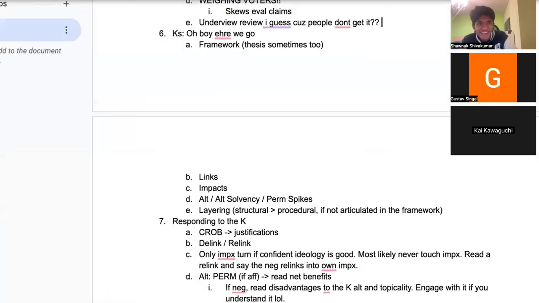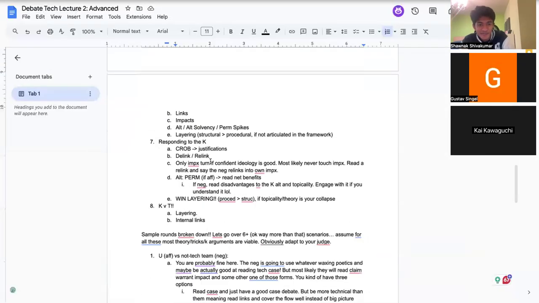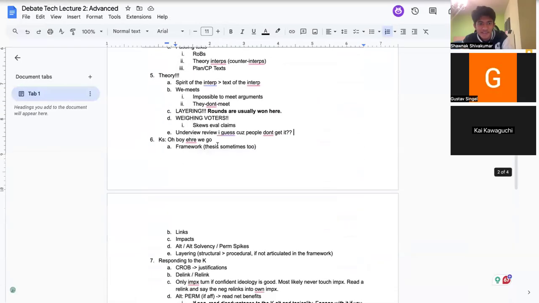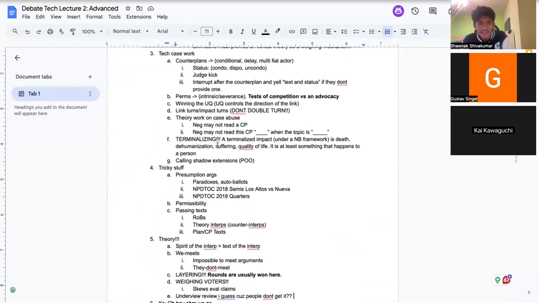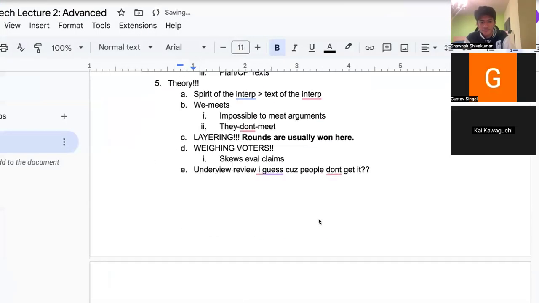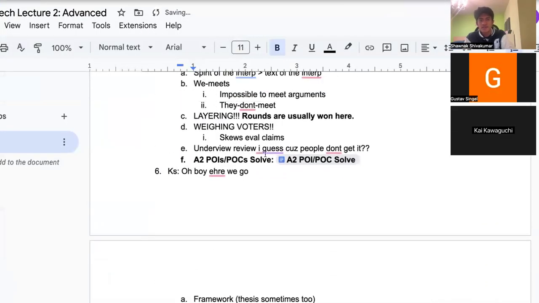Okay, wait, let me put this somewhere. Where's the POI POCs solve? Where can I put this? Oh, I can say like A2 POIs POCs solve. Oh, I should. That's okay.